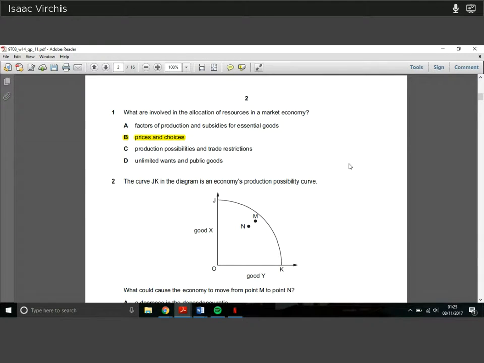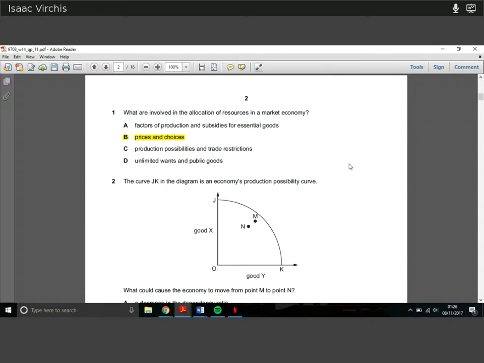So first question here is, what is involved in the allocation of resources in a market economy? And here it's very clear that the resource allocation mechanism is the price mechanism, so prices factor. If we look through our answers, we don't really have any prices mentioned. And then here we're talking choices, so consumers choosing to demand something relative to the price set, and producers choosing to supply relative to the price set. So it's here that prices and the choices individuals or firms make based on those prices are what determine the allocation of resources in a market economy.